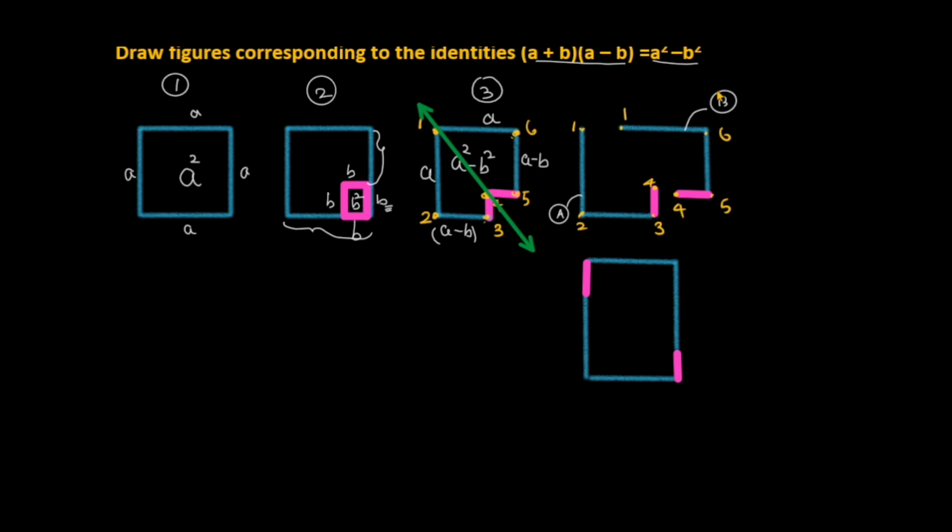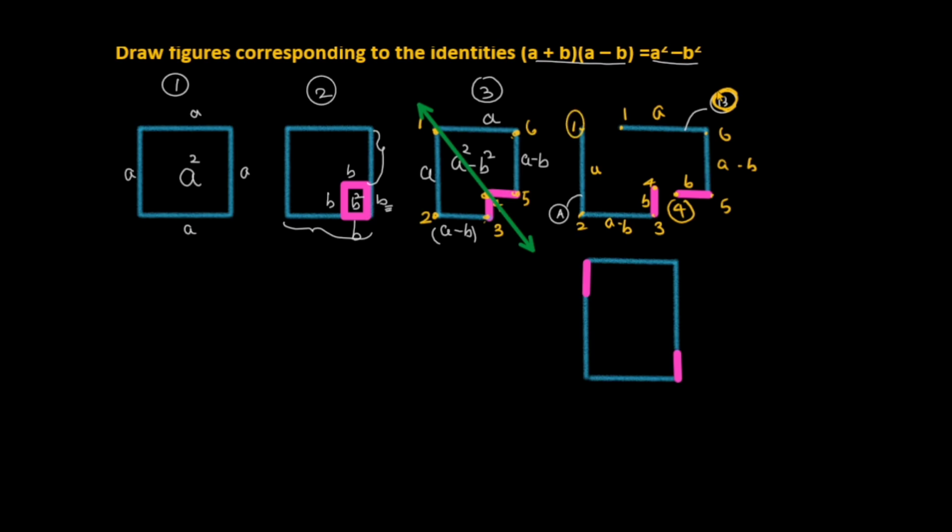Now, look at the third diagram. The length of 1 to 2 is a, length of 2 to 3 is a minus b, length of 3 to 4 is b, length of 4 to 5 is b, length of 5 to 6 is a minus b, length of 1 to 6 is a. Now we are going to rotate figure B and fix it beside figure A, with vertices 4 and 1 fitting each other.